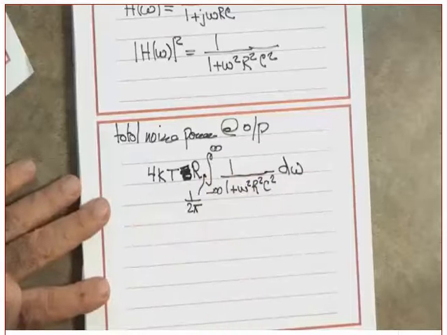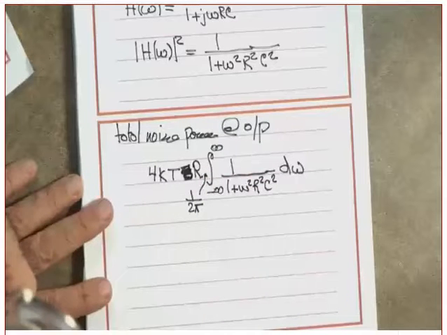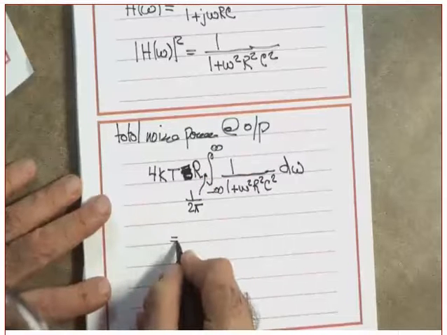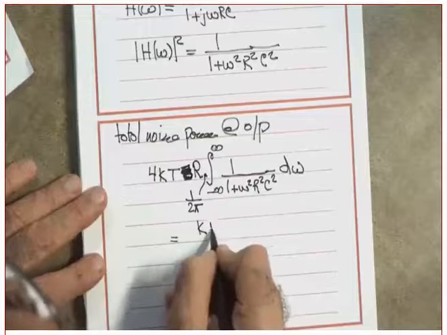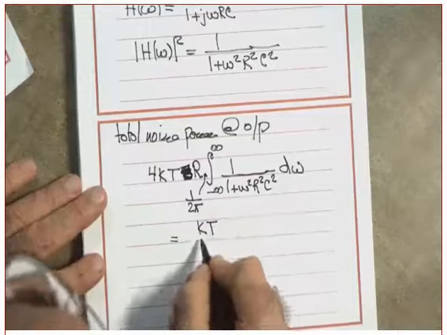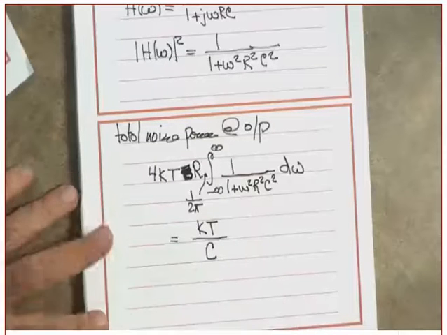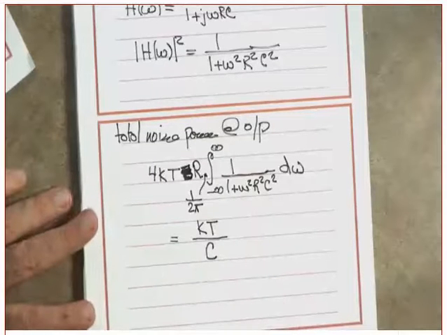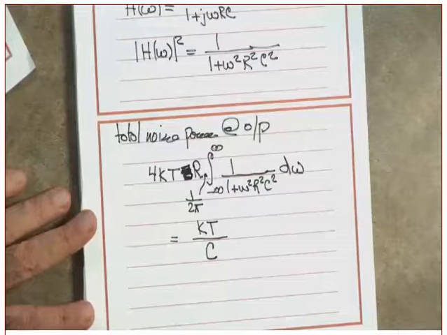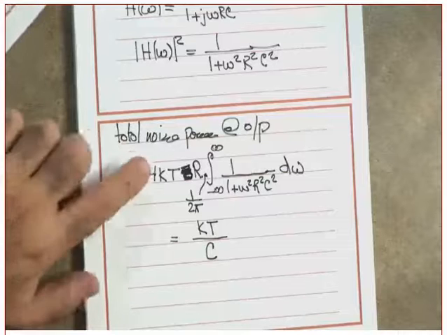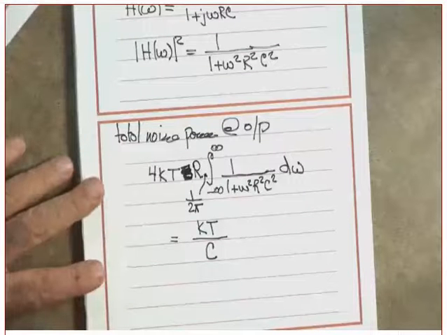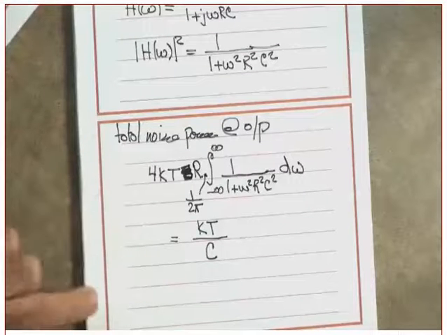Minus infinity to infinity. Are you following me or not? If you do that, this is what you get. I will let you do this at home. Something strange. Can you tell me what is the something strange? This is the noise power at the output. What is the strange thing about this?